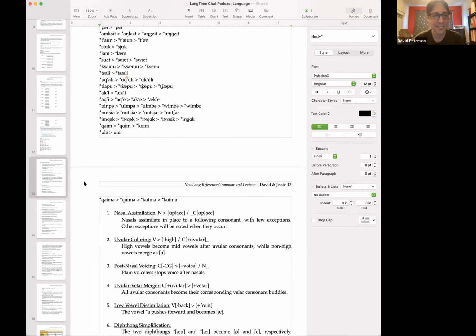Confused, would we? So after rule 3 at minimum, yes, after, because that rule gives us post-nasal voicing, so we have something going on there.